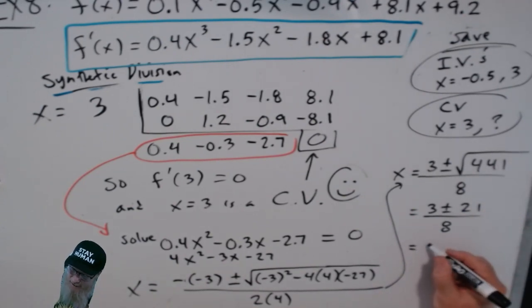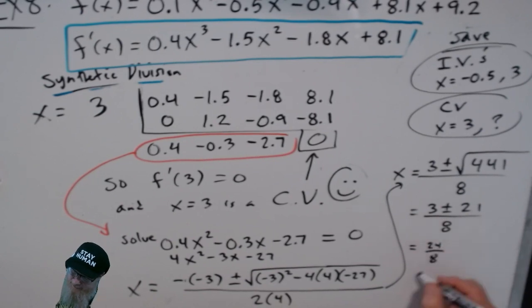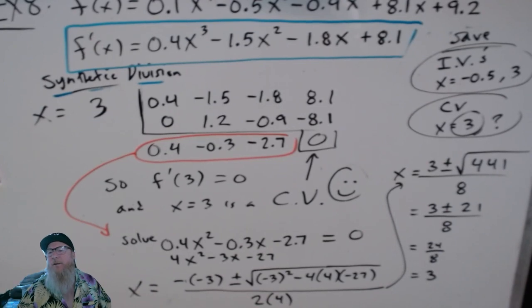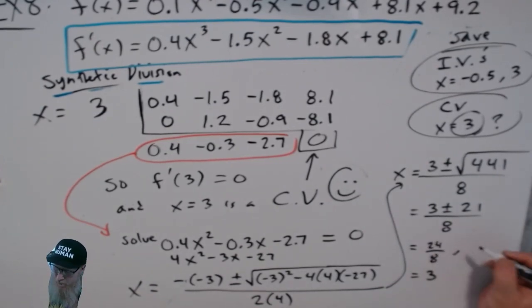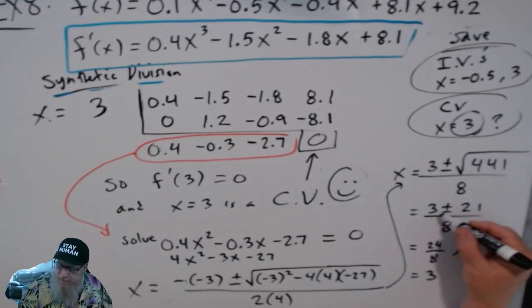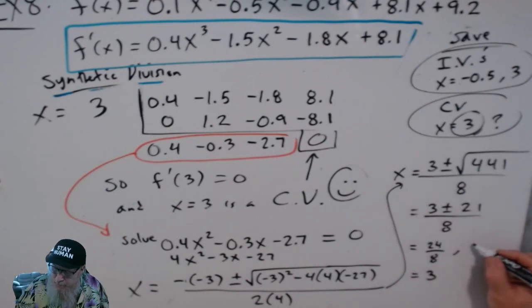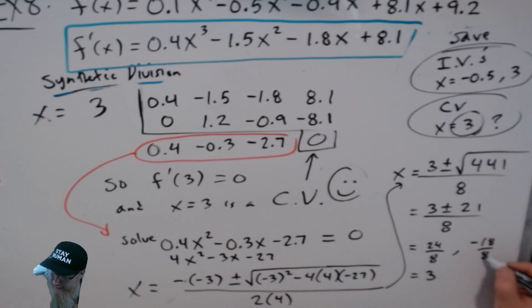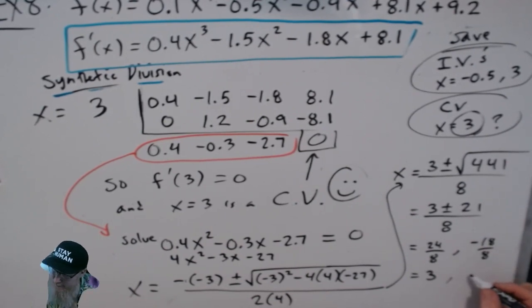So you're going to get 24 over 8, which is 3. By the way, we already have that one. It just told us something we already knew. Or what's 3 minus 21? 3 minus 21 is negative 18 over 8, which is 9/4. Negative 9/4.